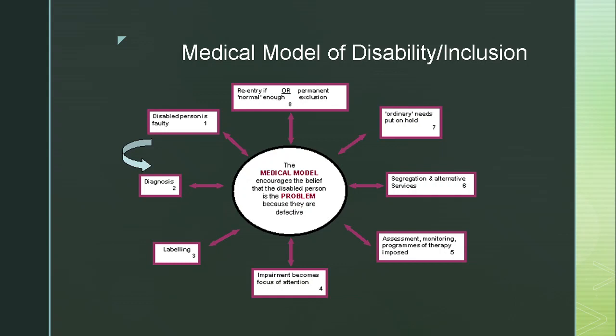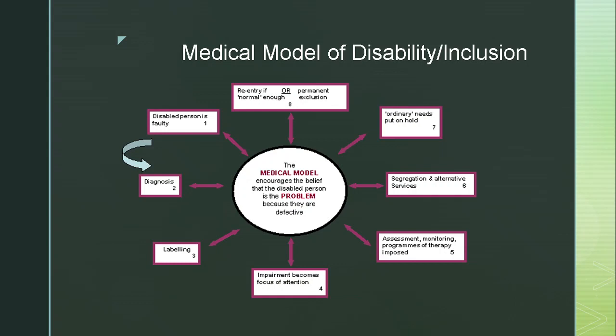From there, we start to assess, we start to monitor, and we start to create programs of therapy or rehabilitation, and we impose that on people based on how we've categorized them or labeled them. We segregate people with disability, sometimes into their own group, and sometimes just in a broader group, and we try to create alternative provision, alternative services that are more suited to people with disabilities or particular disabilities. So therefore, the ordinary needs of the person are put on hold because the disability needs are seen as more important. And therefore, if possible, we end up with this stage at the top: re-entry, if the person is deemed to be normal enough, or we permanently exclude this person into their own separate category or separate group.